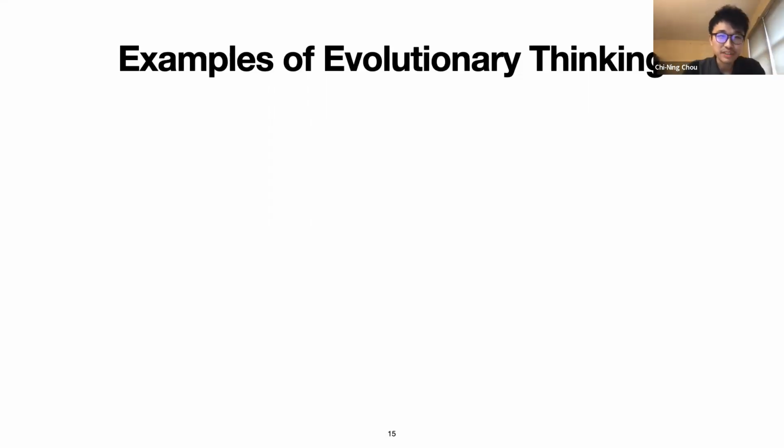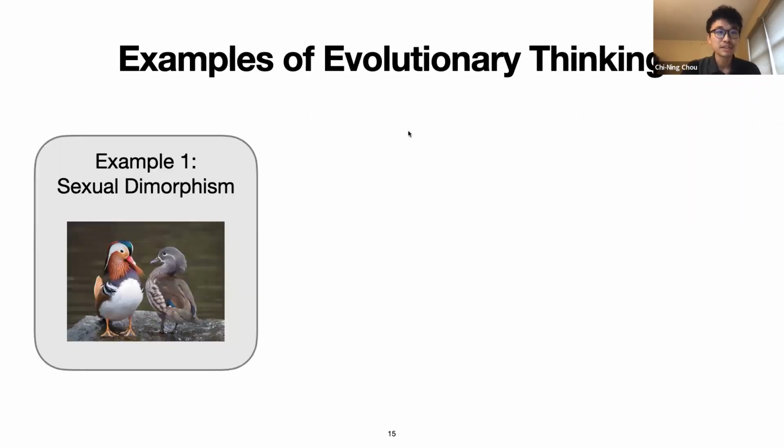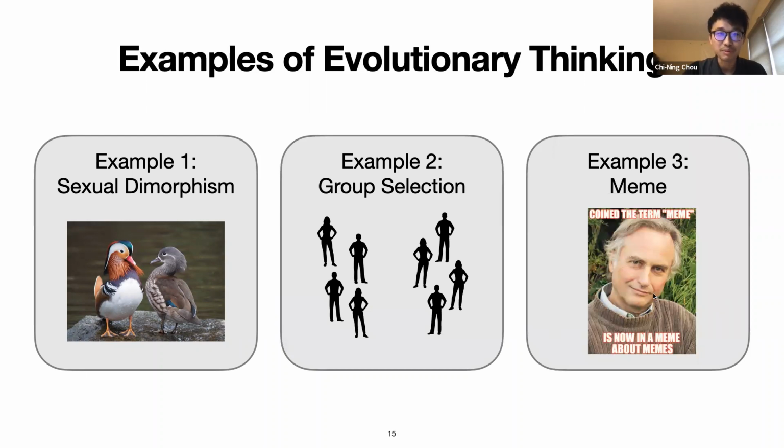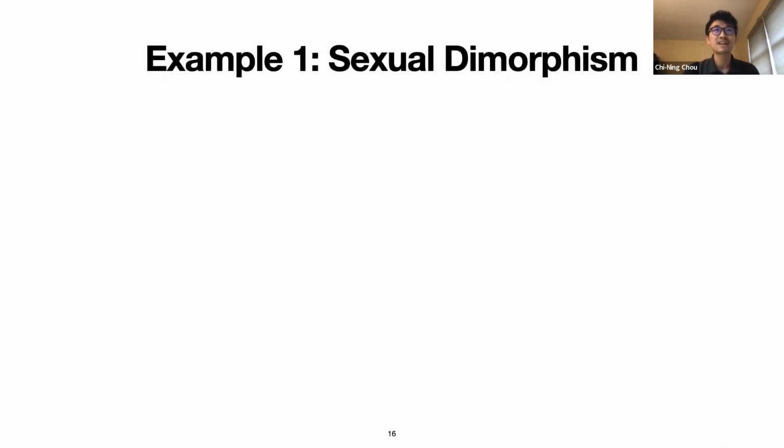Okay, so as I claimed in the previous slides, evolution provides a new way for us to see the world. And here I want to use more concrete examples to convince you that it can be quite diverse, applicable to lots of stuff. The first example I'm going to give is a classic example in evolutionary biology called sexual dimorphism. The second topic is a little bit more controversial. It's called group selection. And finally, I'll talk about something probably all modern people know. It's called meme. It might seem weird, how does meme relate to evolution, but you will see in a minute. But let's start with the first example, sexual dimorphism.